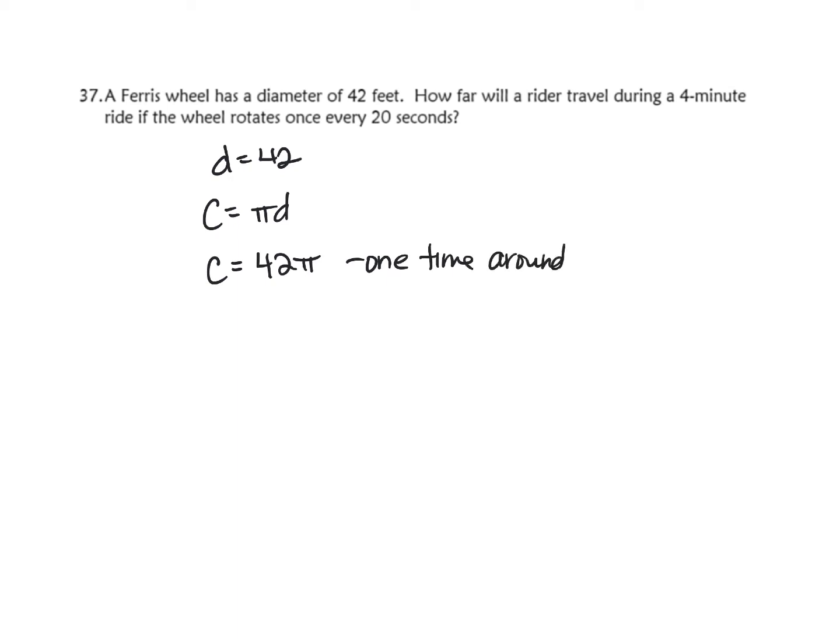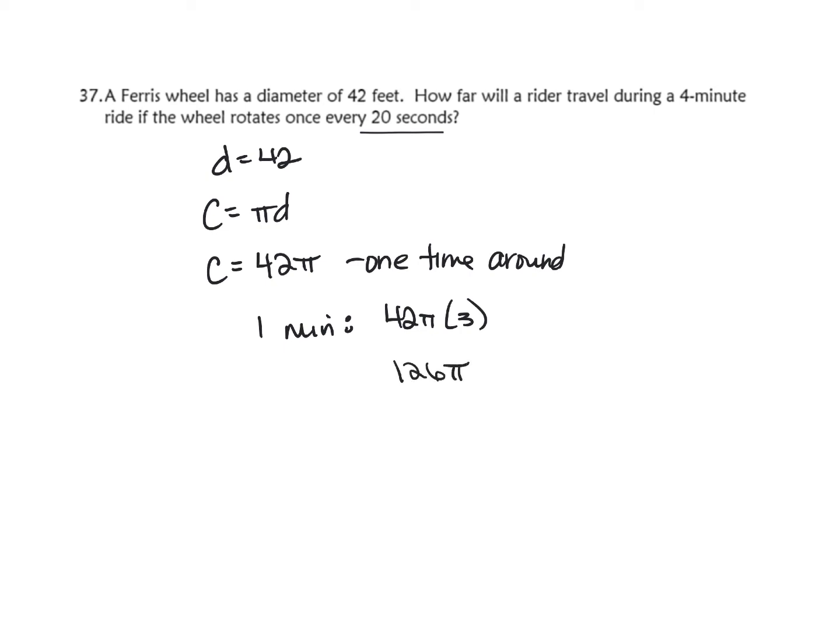Okay, now it says it goes around once every 20 seconds. That means every minute it's going to go around 3 times. So for 1 minute, I would have 42 pi times 3. All right, so in 1 minute, they go 126 pi. I think we're in feet, yep.